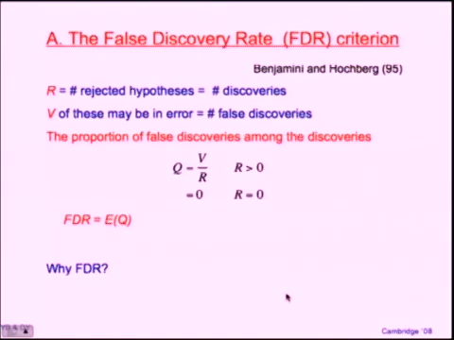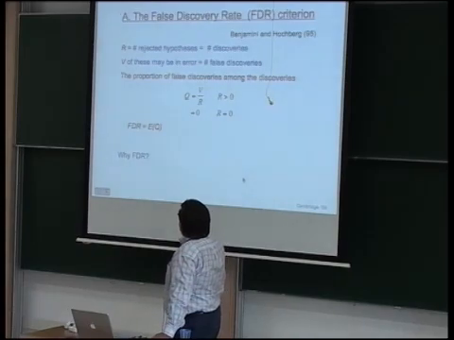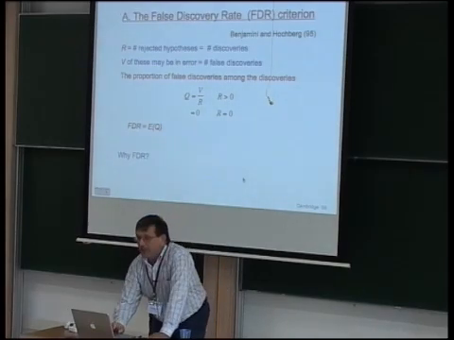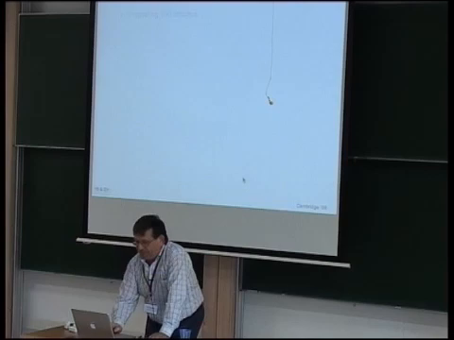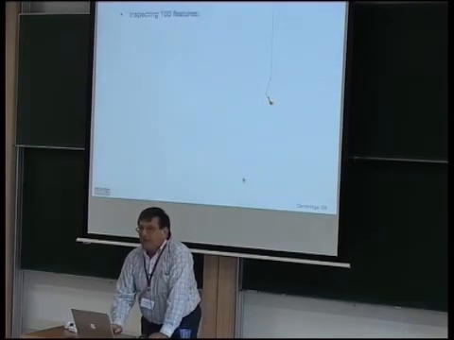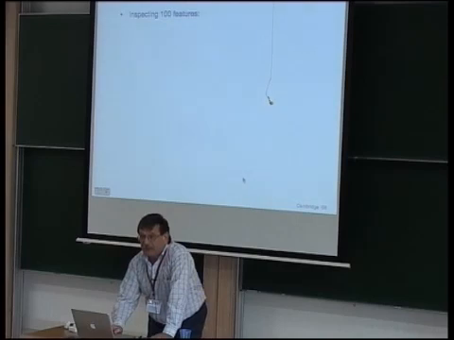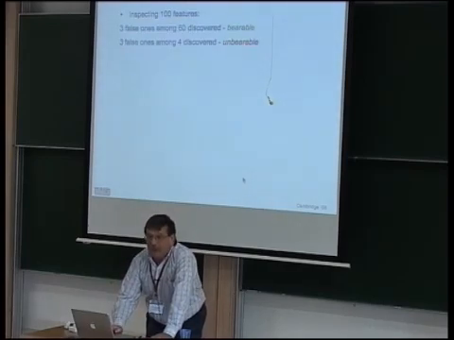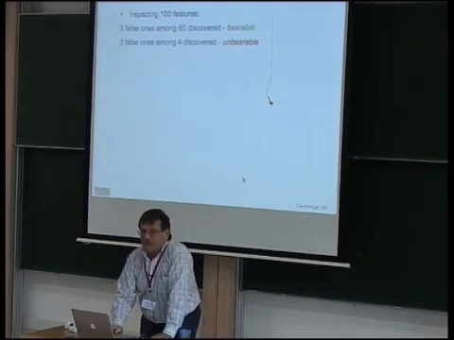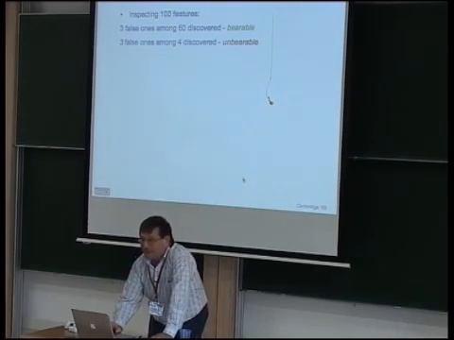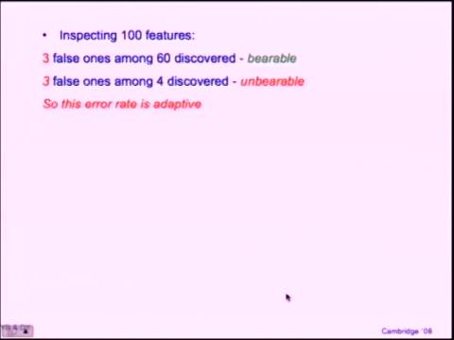My work was done yesterday, so I just mention that the FDR is simply the expectation of the proportion of false discoveries among the discoveries. But I would like to mention why FDR in this form. If you inspect 100 features, then if 3 out of 60 come out significant, well, that's bearable. We know that in statistics, we are bound to make errors. We just want to keep them at a low level. But 3 out of 4, that's unbearable.